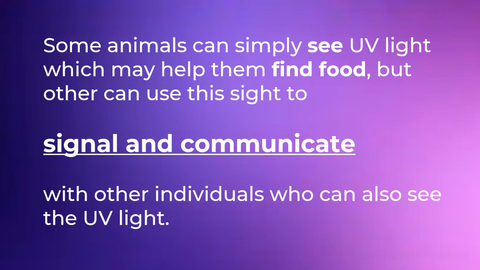So these animals just discussed are able to see UV light, which helps them find their food in challenging and busy environments. However, other animals are able to signal and communicate to other animals that can also see UV light. These animals will often, but not always, have UV reflectance directly on their own body.